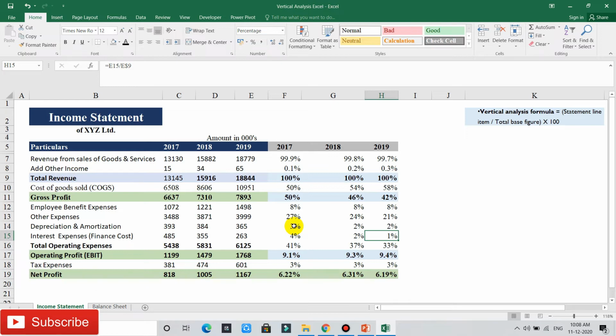We'll be following a similar procedure, just with a different total base figure. In the case of the balance sheet, we'll be taking the total assets or total liabilities value.